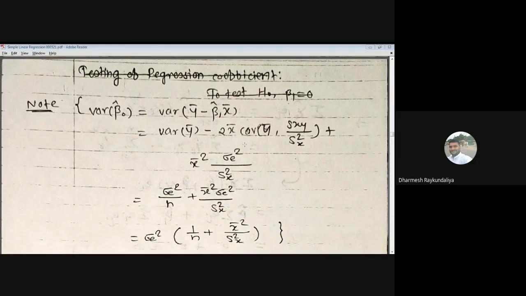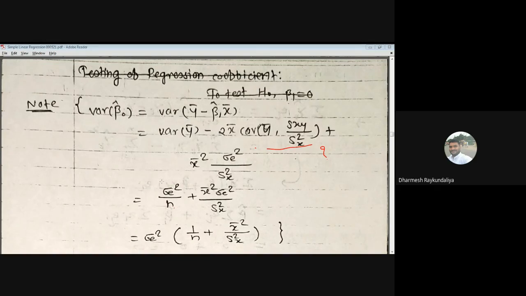Now, what is the covariance between these? The covariance between y bar and this is 0. How? We can write 0 here because the variance of y bar is nothing but sigma e square upon n. Why? Because the variance of y is sigma e square. So what will be the variance of y bar? Sigma e square upon n. And its variance you have here.